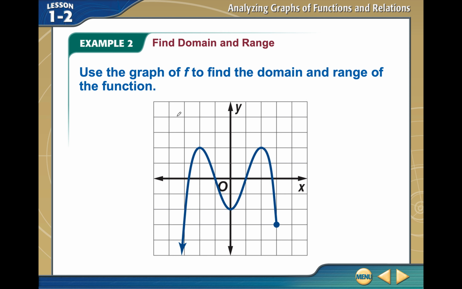We have this graph. I want to find the domain. First, let's start with the domain. One of the methods uses the vertical line test. We know that the vertical line test shows us whether this graph is a function or not. But again, we can also use the vertical line to test the bounds of the graph for the domain.